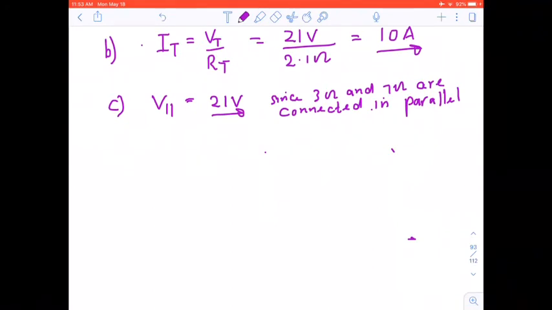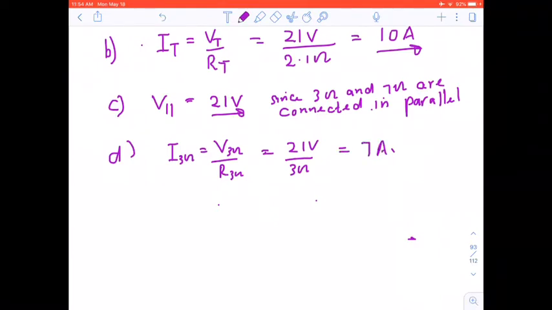Okay, so we know what the voltage is across those resistors. But now we want to know what is the current in the 3 ohm resistor. So we say, okay, I across the 3 ohm is equal to the voltage across the 3 ohm resistor upon the resistance of the 3 ohm resistor, which means we know the voltage across the 3 ohm resistor is 21 volts because that's the voltage of the battery, and upon 3 ohms, which tells us it is 7 amps in the 3 ohm resistor.